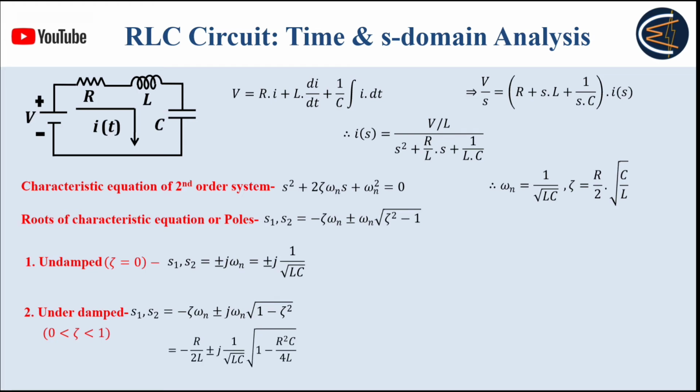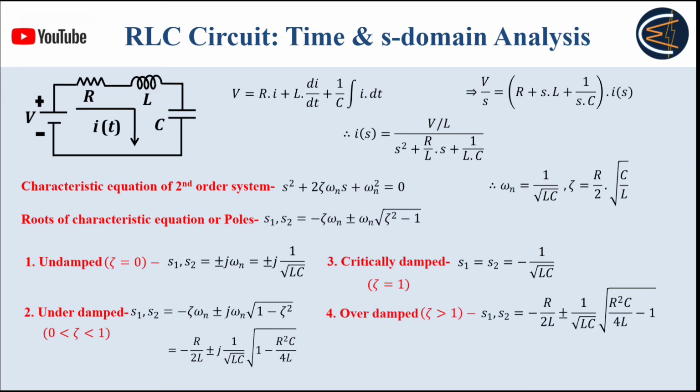If you further increase the zeta value, a certain point will come which is called the critically damped case, where zeta is equal to 1. And why is it called critical? Because it is neither underdamped nor overdamped, and here the poles are the same and completely real. As you can see, there is no imaginary part present in that system, and both the poles are the same, that is minus 1 by root LC, which is also the same as the natural frequency of the system.